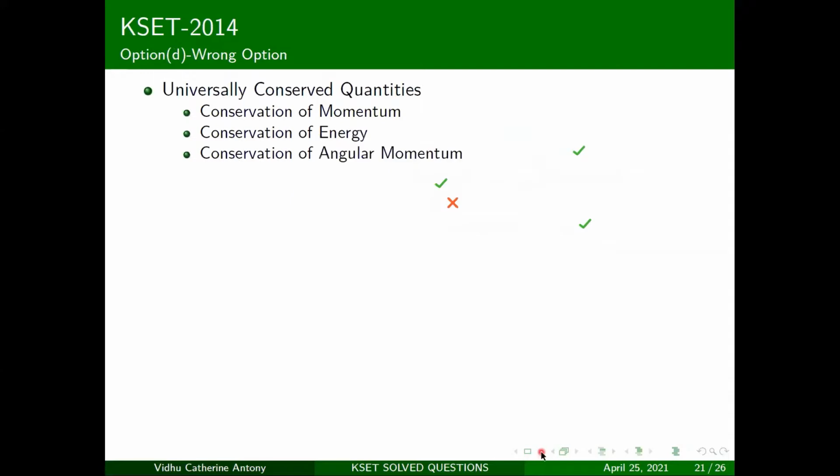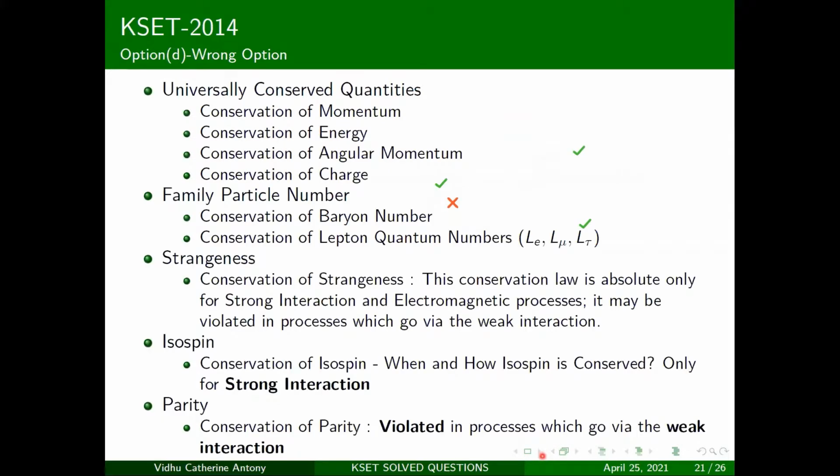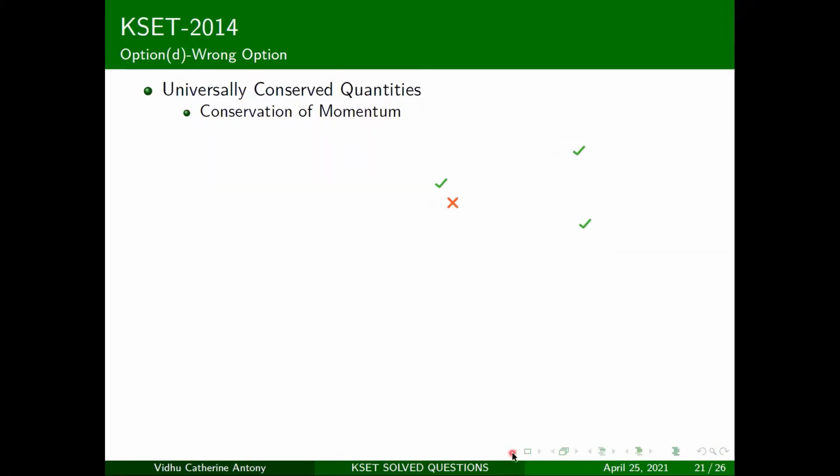Let's just go and look at this. So what do you see? Conservation of isospin is only conserved for strong interactions and not for weak interactions. So that is wrong as well.